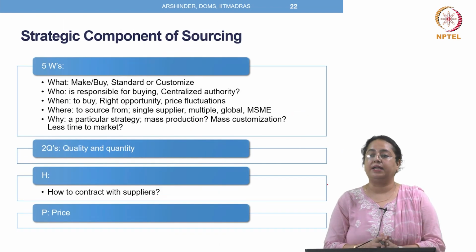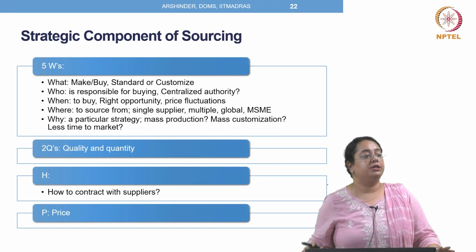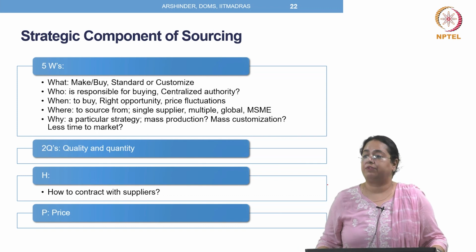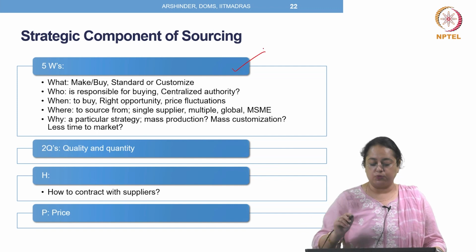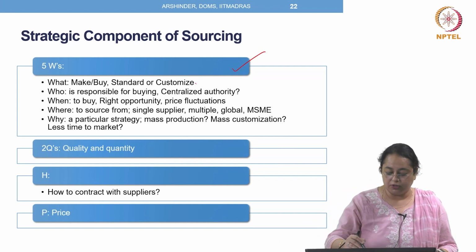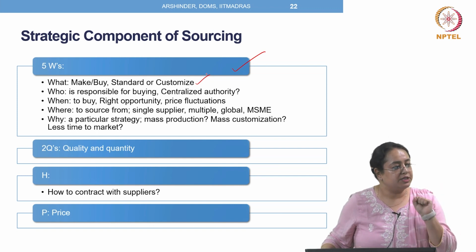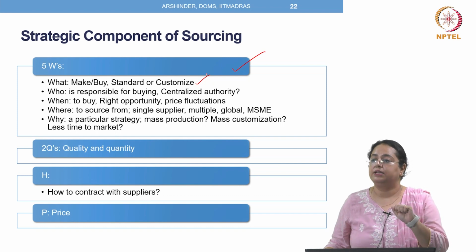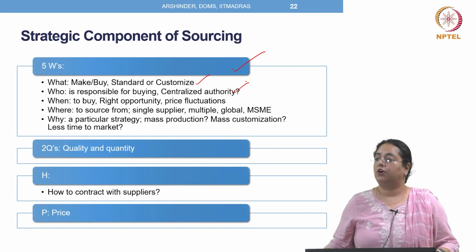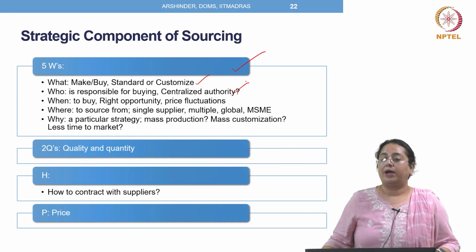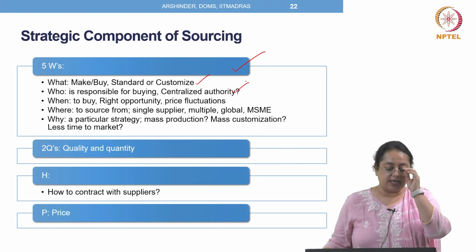Now you must be wondering, how would I say what my supply strategy is? To design your supply strategy you can use this framework, the 5 W's. What to produce? Is it a standardized product or customized, and is it in-house or outsourced? Who is responsible for buying? Authority: supply manager, vice president, chief procurement officer. Those are the signing authorities.